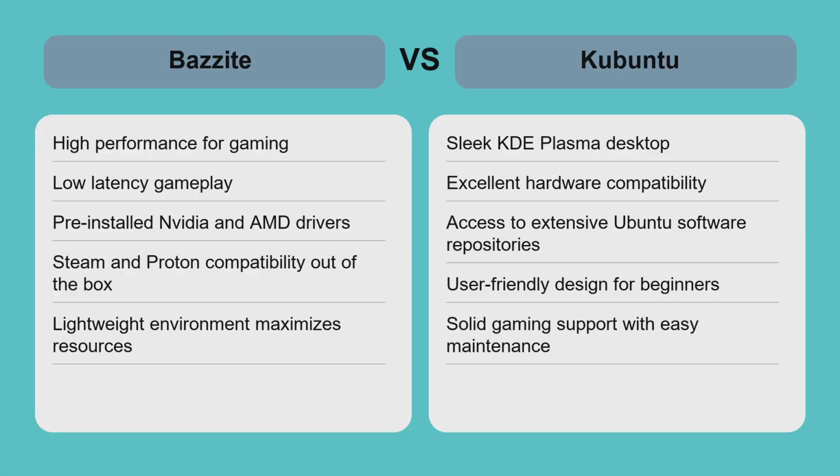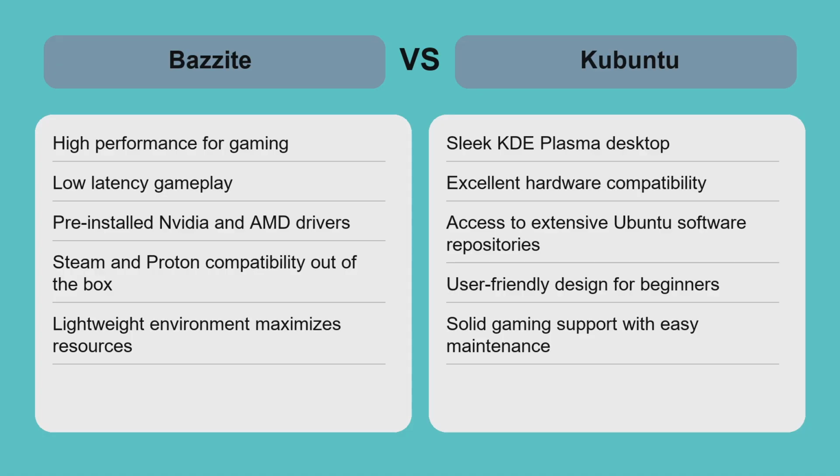Choosing between Bazzite and Kubuntu depends on your priorities. Bazzite excels in raw gaming performance, with its Arch base and gaming tweaks, perfect for those seeking maximum frame rates and compatibility with the latest hardware. However, it demands more Linux expertise for setup and upkeep. Kubuntu offers a polished KDE experience with broader usability beyond gaming, making it better for users who want a stable system for daily tasks and gaming combined.